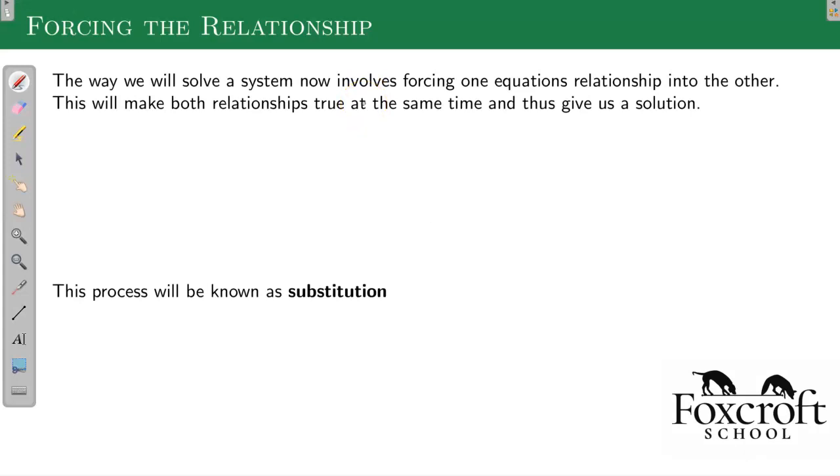To solve a system, we're going to force the relationship of one equation into the other equation. That will make sure both of those relationships are true at the same time. This process is known as substitution. It sounds kind of crazy, but what we actually end up doing is not too bad.